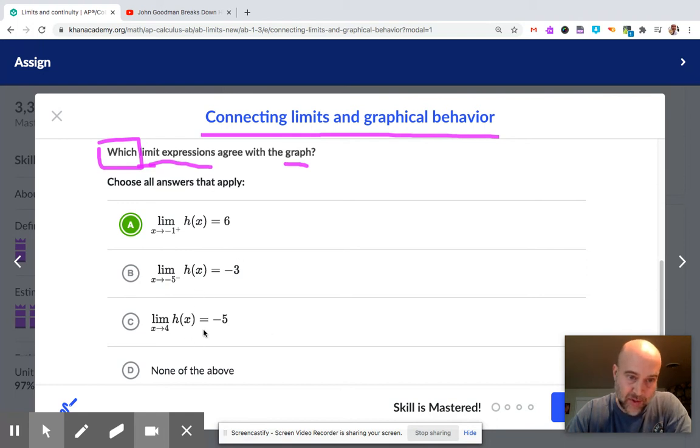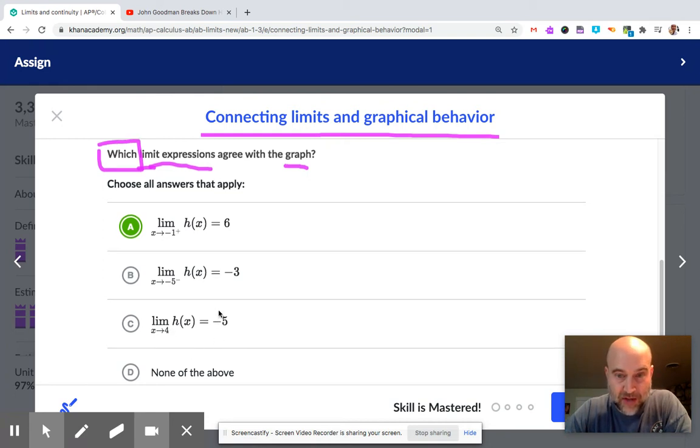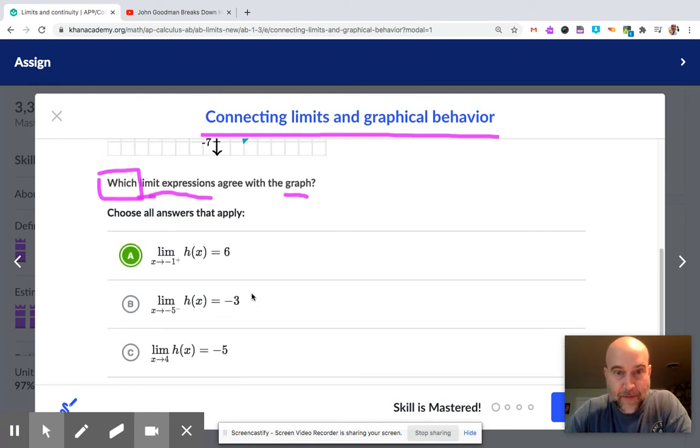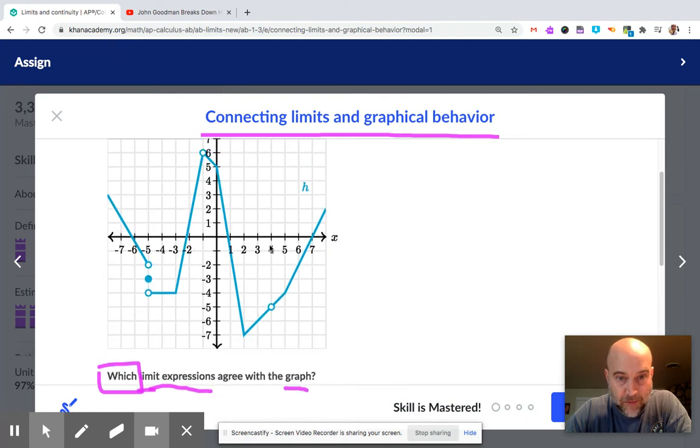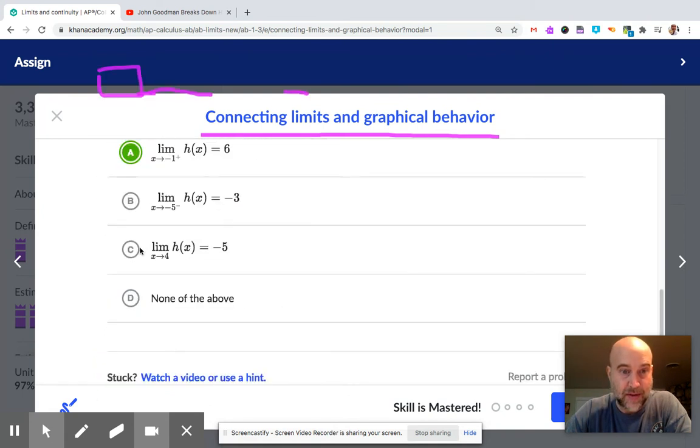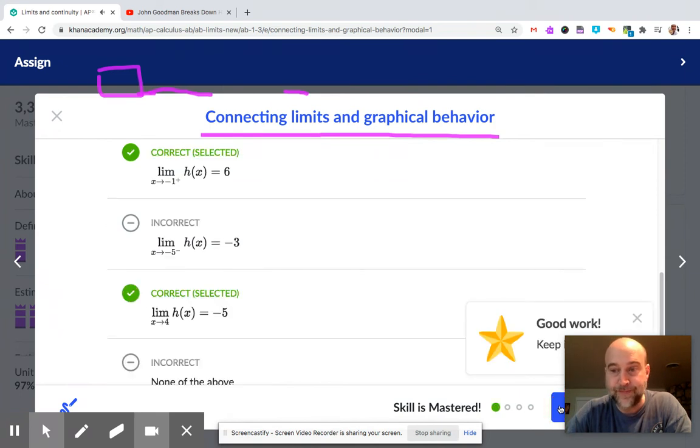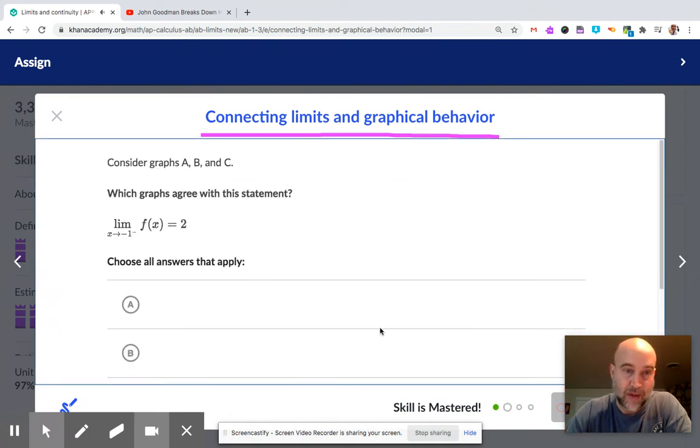And then the last one, the limit as we go to 4 from both sides should have an output of -5. And yes, it goes to -5 from both sides. So that one is also true. Got it? See if the next one's any different.